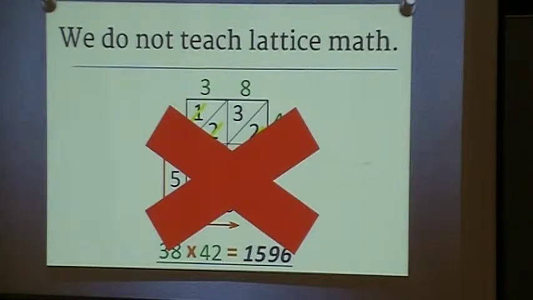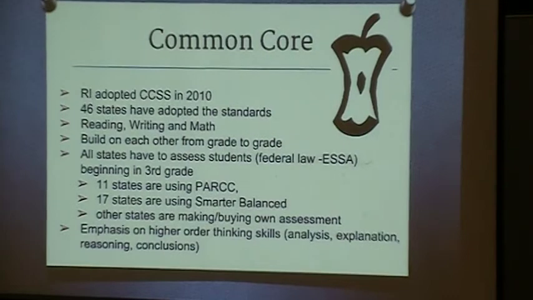I just wanted to give you a heads up that there's all sorts of swirling stuff out there, but it doesn't mean that we necessarily do it. And it can be controversial. So just to give you some background, the Common Core Standards were originally adopted in Rhode Island in 2010. About 46 states have adopted them. They're standards for reading, writing, and math. The standards build on each other, and they call them a staircase of complexity.